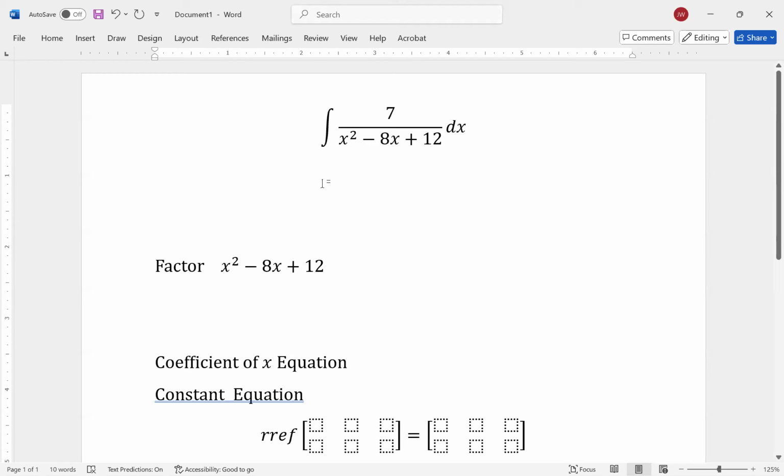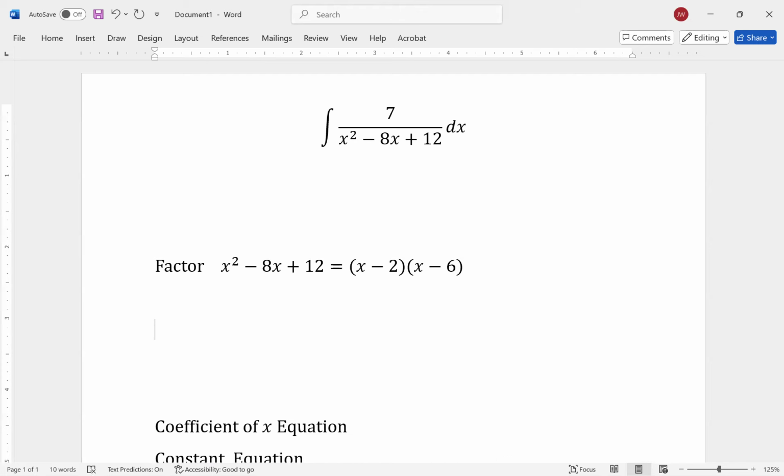So as I do this, I'm first going to notice that the degree of the numerator is smaller than the degree of the denominator. So I don't need to do any long division here. And therefore, I start by factoring the denominator. Now, x squared minus 8x plus 12. Factors of 12 that add to negative 8 are negative 2 and negative 6. So if I take x minus 2 times x minus 6, that's going to give me x squared minus 8x plus 12.